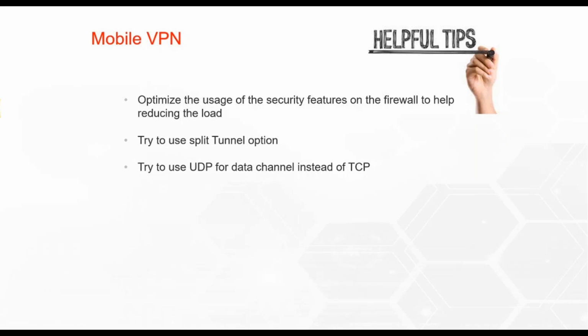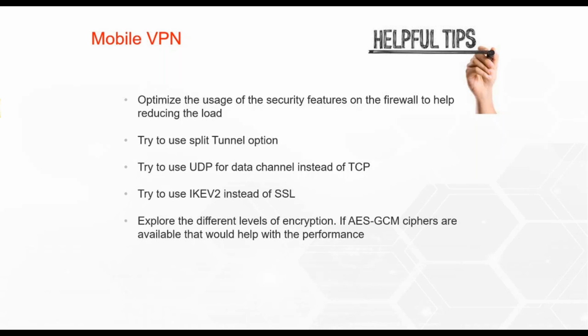Please pay attention that if you're going to use UDP in this scenario, you have to make sure that the specific port is open in the firewall and there are no other firewalls blocking that specific port. Try to use IKE version 2 instead of SSL, and also explore the different levels of encryption depending on the security requirements that you have. If you have the ability to use AES-GCM cipher, that might make it faster.